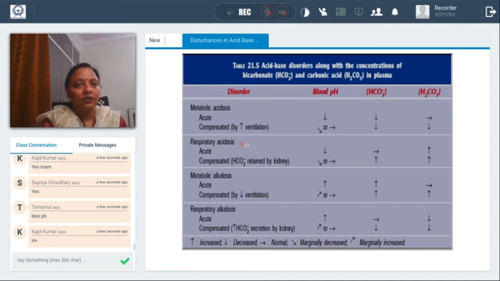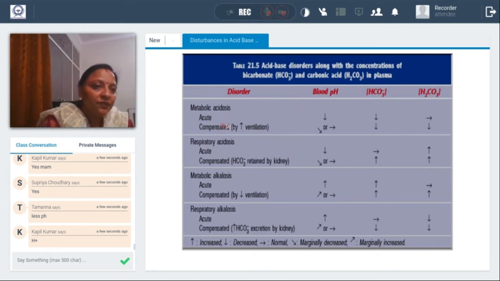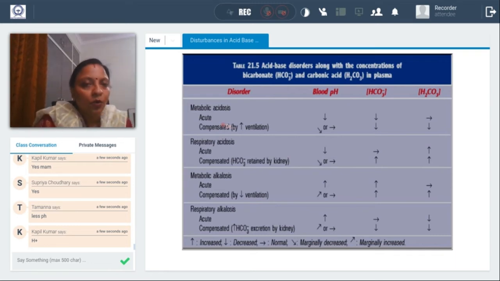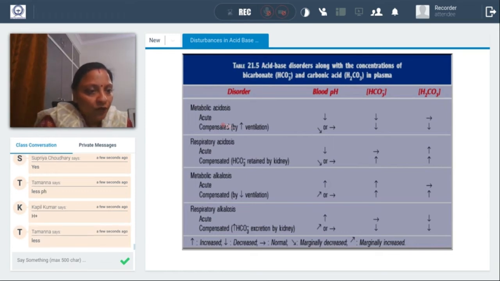This is an important slide because this shows acid-base disorders along with the concentrations of bicarbonate and carbonic acid in plasma. So, one by one, we will take. In the case of metabolic acidosis, is pH decreased or increased? Please write in the box. Am I audible to all of you?